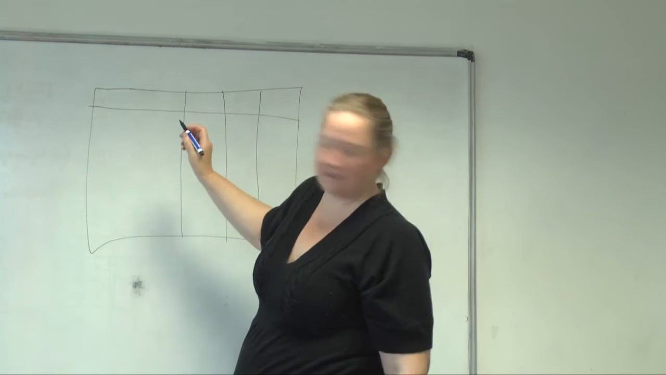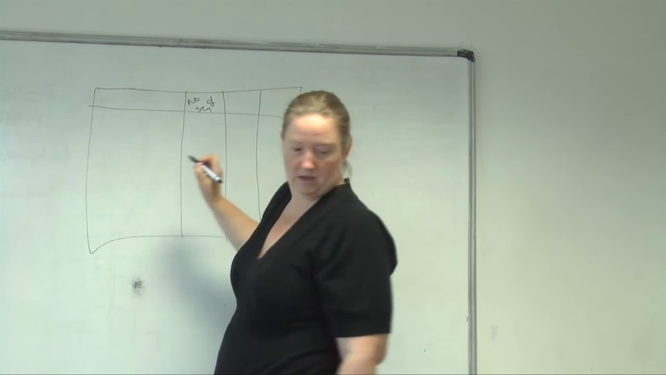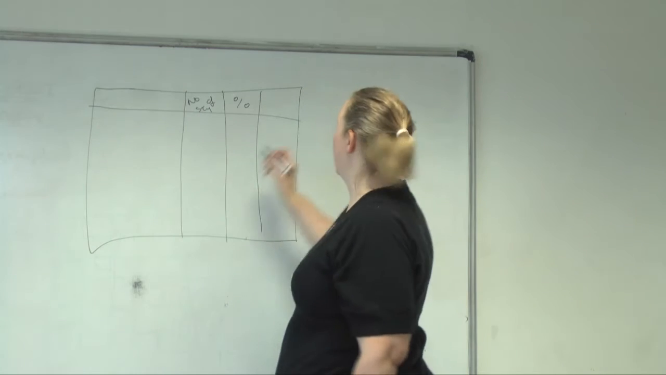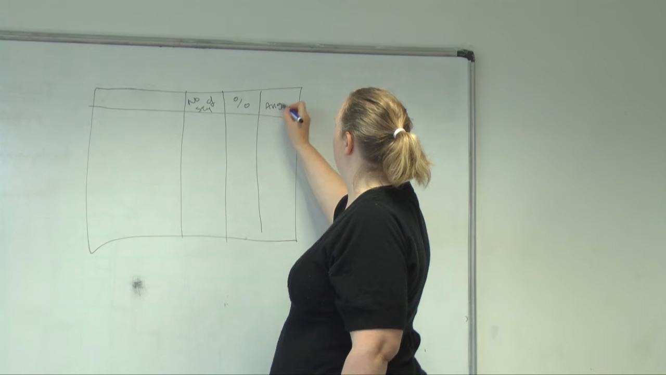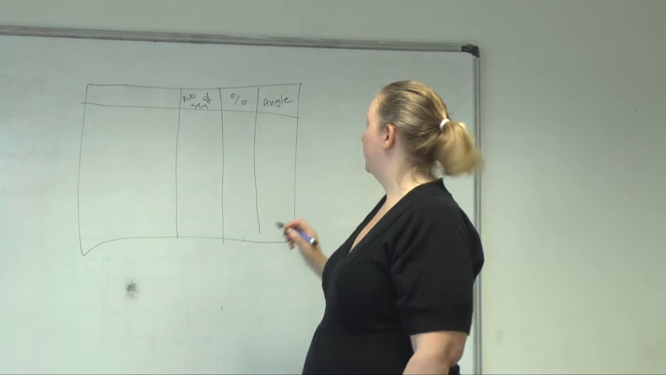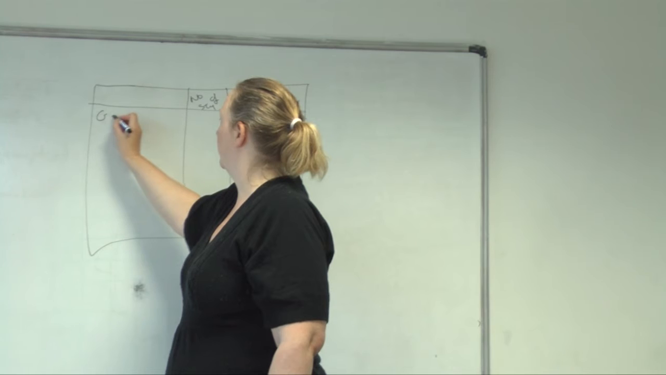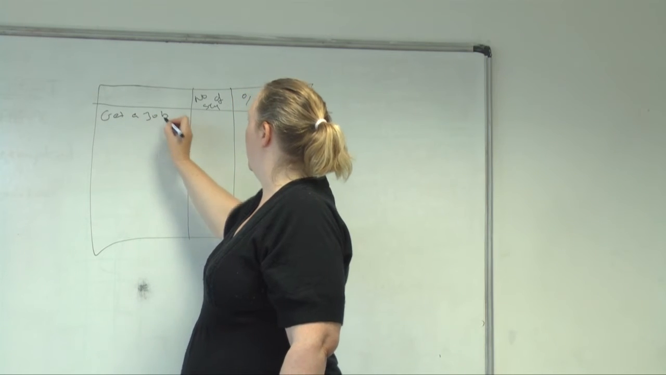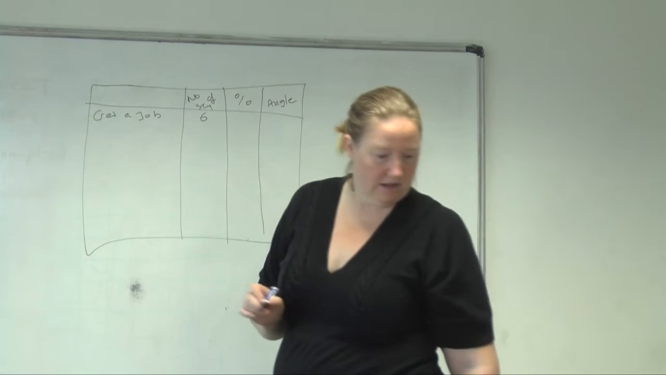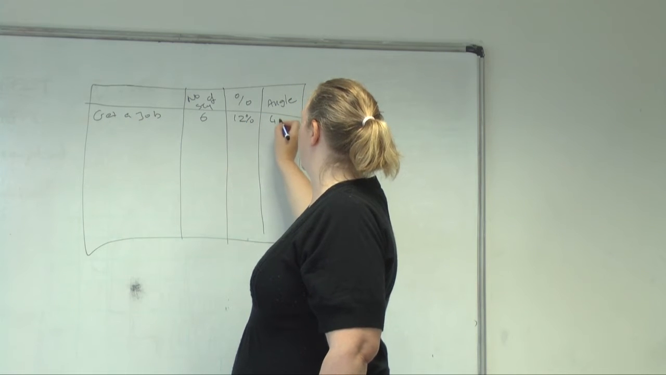Okay, so this is the number of students. This is the percentage. And this is the angle. Okay? So the first one is get a job, and they have that done for you already. It was 6 students, the percentage was 12%, and the angle was 43 degrees.